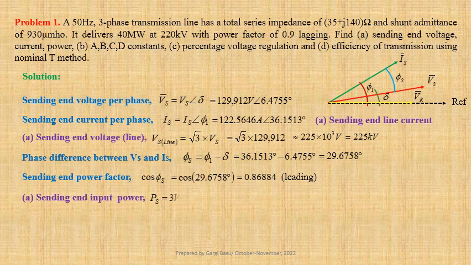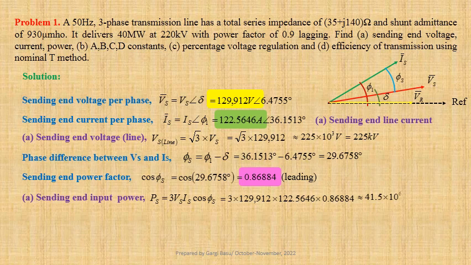Now we shall calculate sending end input power. Ps equals 3 times Vs into Is cos phi S. Using values we get 3 into 129,912 into 122.5646 into 0.86884, which is approximately equal to 41.5 into 10 to the power 6 watts or 41.5 megawatt.